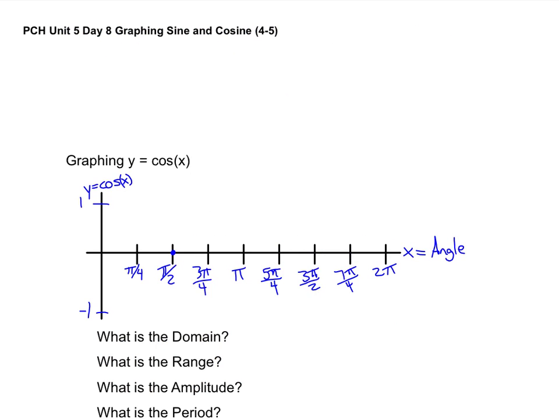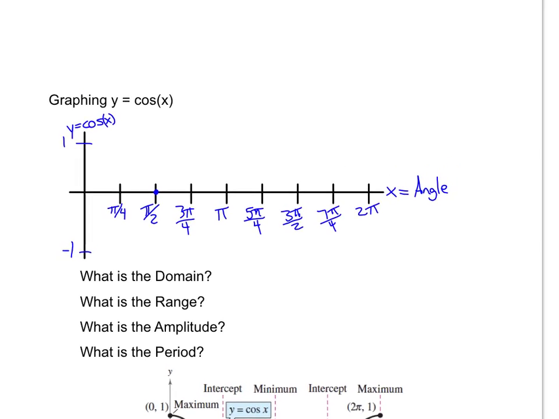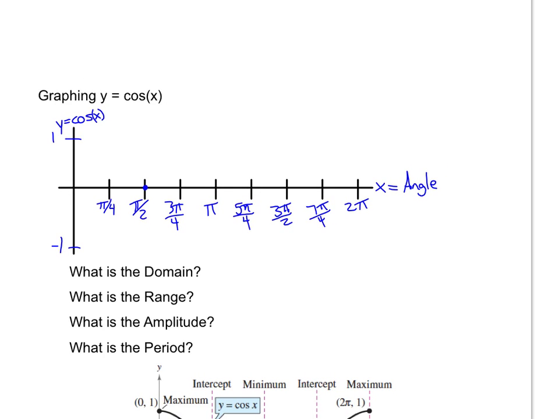Now, let's do cosine in a similar way, okay? And this one will go a little faster now that we've got the hang of it, hopefully. Alright, what's cosine of 0? It's 1. Cosine is the x-coordinate, right? So what's cosine of 0? 1. Alright, easy.